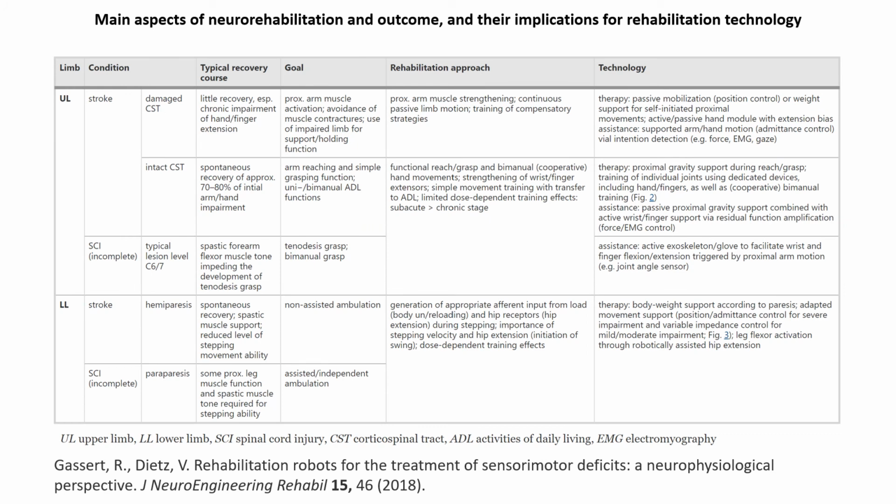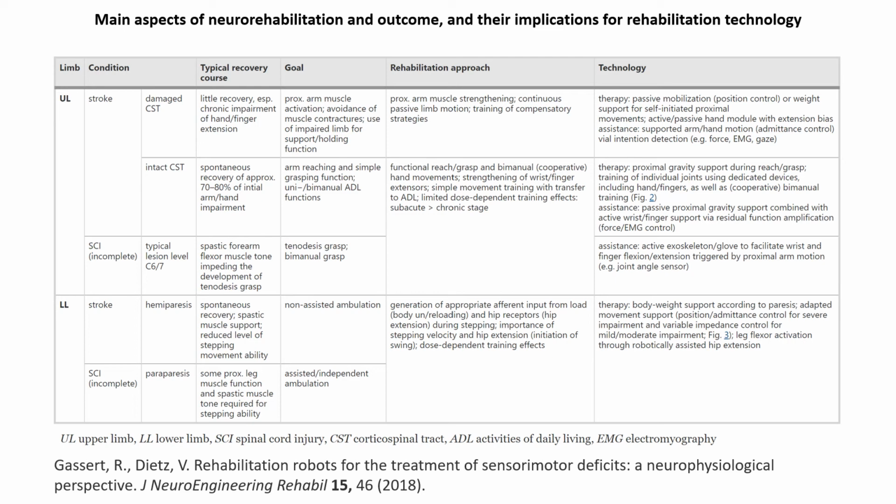In this slide, you can see the difference between an upper motor neuron and a lower motor neuron lesion, as in a stroke or as in paralysis from brachial plexus or spinal cord injury, and what the goals are. So the goals, the rehabilitation approach towards each goal, and the technology that can be utilized to achieve that goal. For example, in a stroke patient, the goal is to get the proximal muscles activated, to prevent contracture formation, and to use the impaired limb for support and holding functions, which are more gross function.